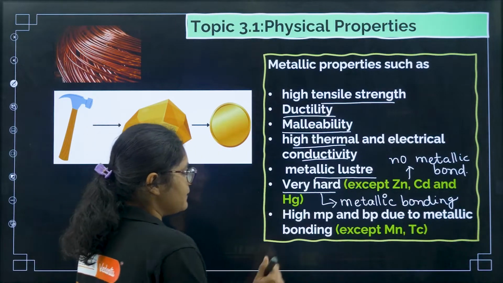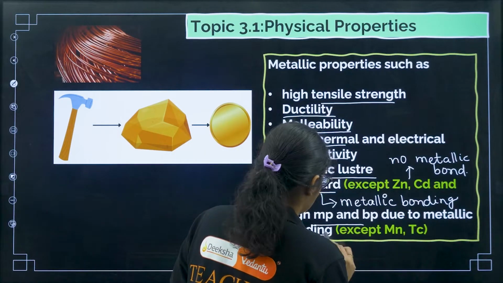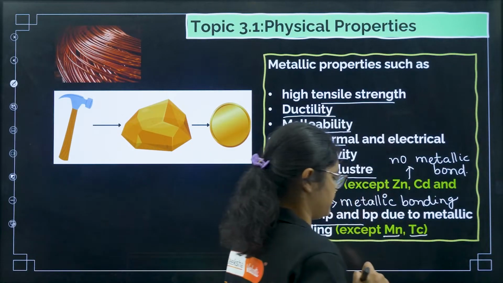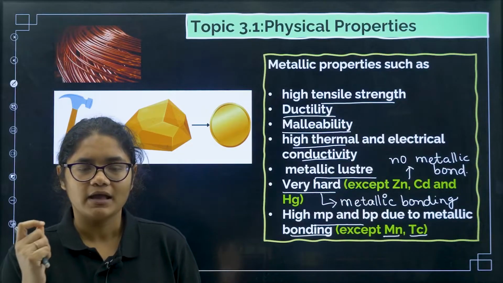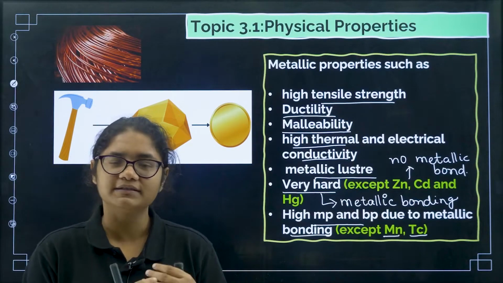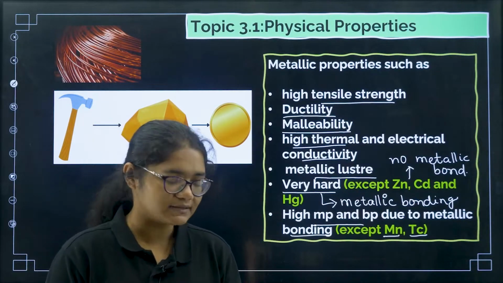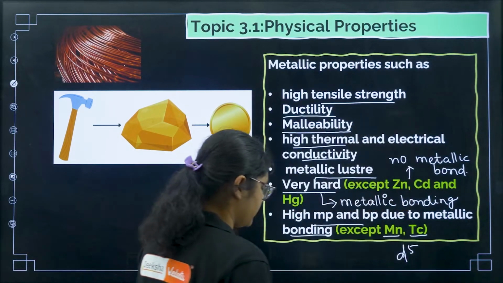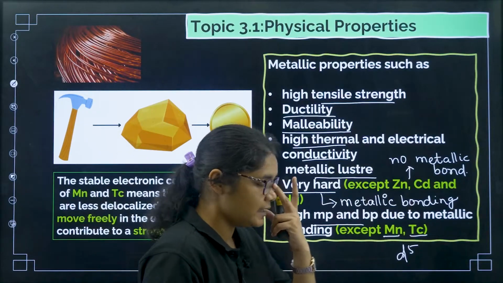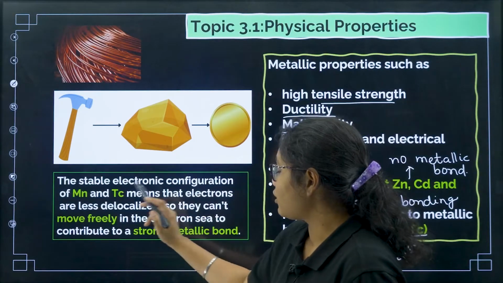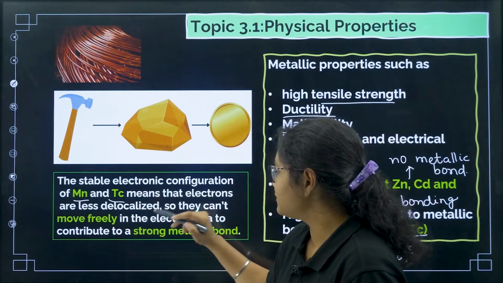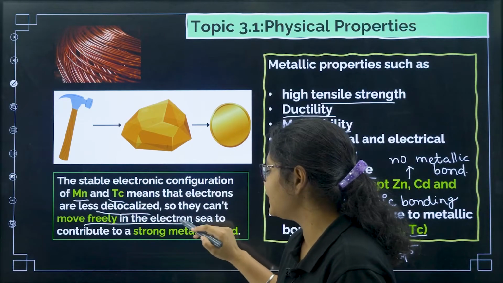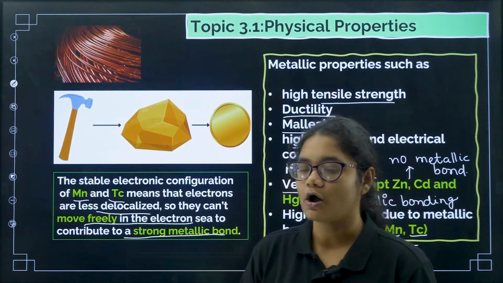Next, high melting point and boiling point due to metallic bonding. Again here there is an exception, manganese and technetium. Now, manganese and technetium have unpaired electrons, but still they have low melting point. That is because they have a stable d5 configuration. So the stable electronic configuration of manganese and technetium means that electrons are less delocalized, so that they cannot move freely in the electron sea to contribute to a strong metallic bond.